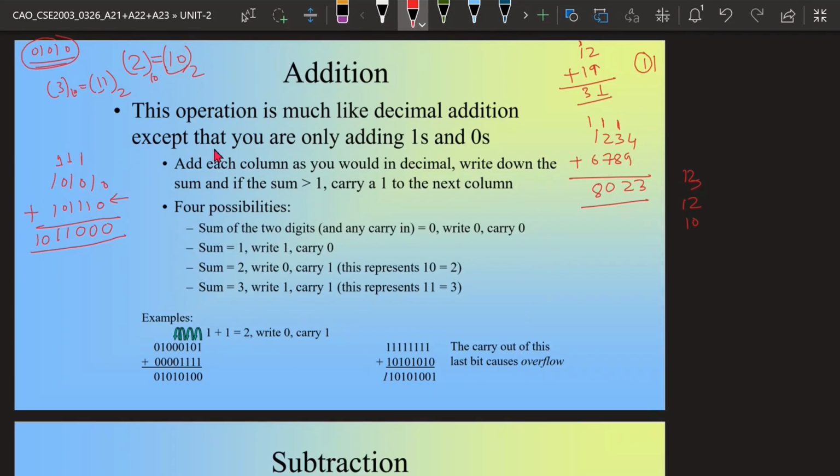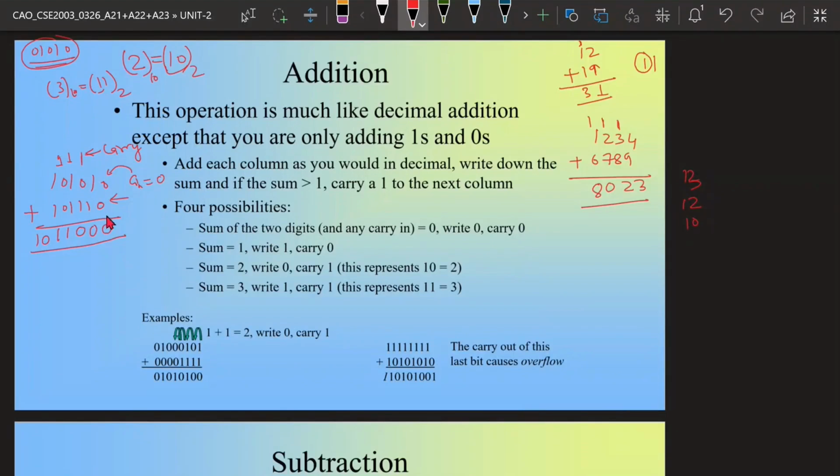So this is how we should proceed with the addition. But we can just go through it. Here you can see the possibilities: the sum of the two digits plus any carry in. Carry in means that before we start the addition, whatever carry is there from outside is considered as carry in. In this case carry in is 0. So when carry in plus the two digits come out to 0, we write 0 here and the carry is 0.